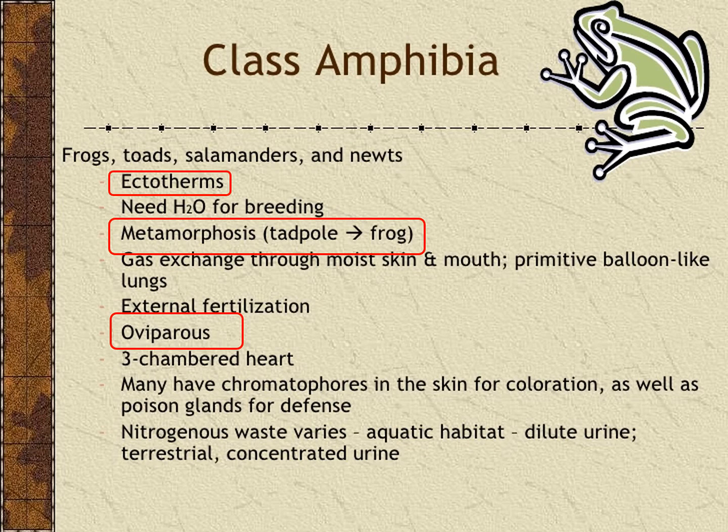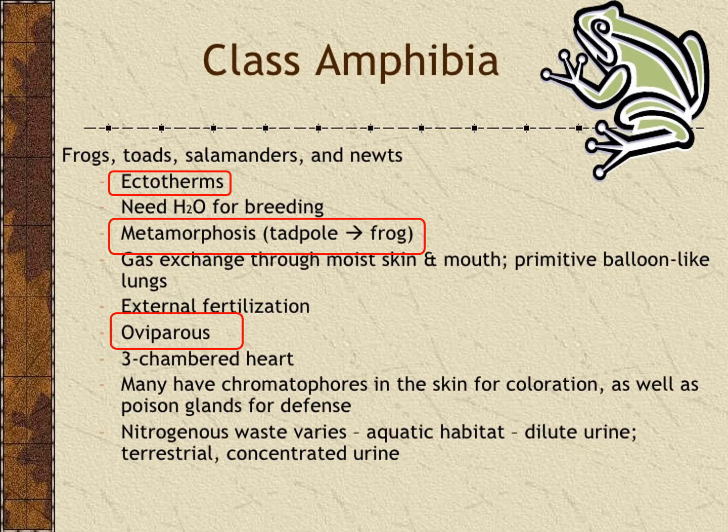So, and they're oviparous, which they would have to be for external fertilization. So they lay these eggs, and then they are fertilized by the male where they're laid. So let's say there's a little muddy area. The female would lay her eggs, and then the male would fertilize those eggs where they're laying, and then they would develop. They have a 3-chambered heart, and so they're a little more organized, a little more developed.